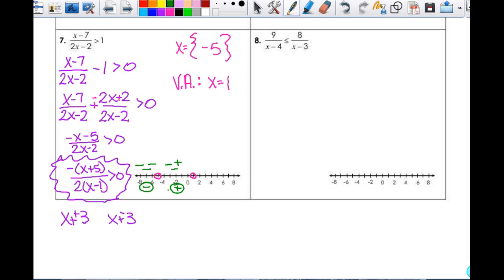I can substitute in 3. This negative is negative no matter what. Then this is positive, and then this is positive down here. So overall, it's negative. Okay. We good with that? All right.